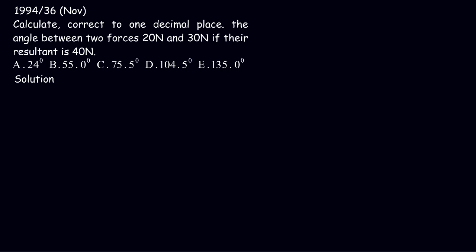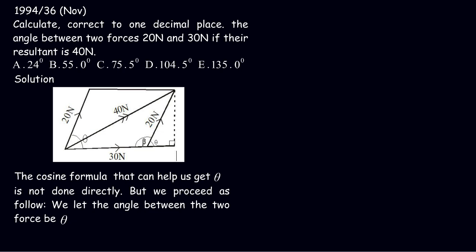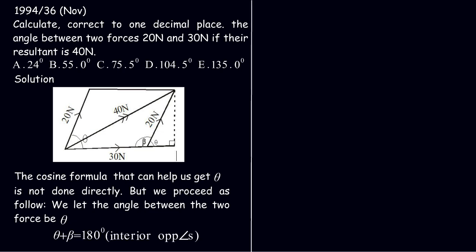Now our very first step is to sketch out our forces, and when we do that we get the diagram as shown on the screen. Now the cosine formula that can help us get theta is not done directly, but we proceed as follows. We let the angle between the two forces be theta. So theta plus beta will be equal to 180 degrees. So therefore theta will be equal to 180 minus beta.